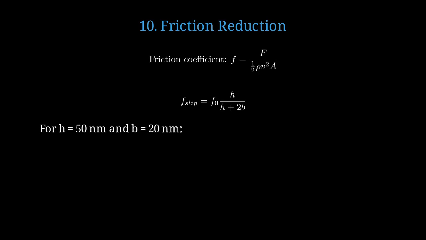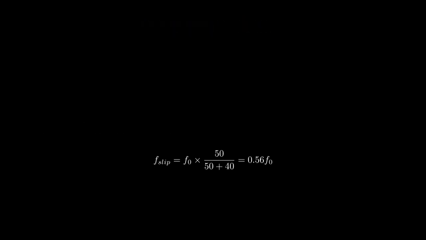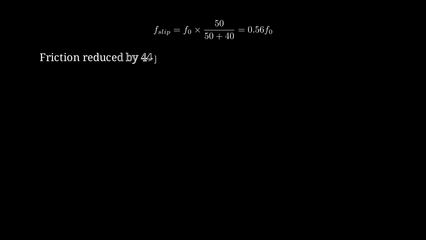Using our previous example with H equals 50 nanometers and B equals 20 nanometers, the friction coefficient with slip is only 0.56 times the classical value, meaning friction is reduced by 44%. This 44% friction reduction is enormous for applications requiring efficient fluid transport at the nanoscale.